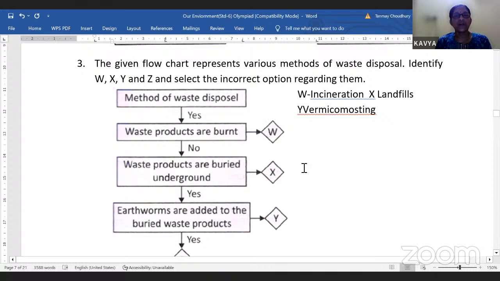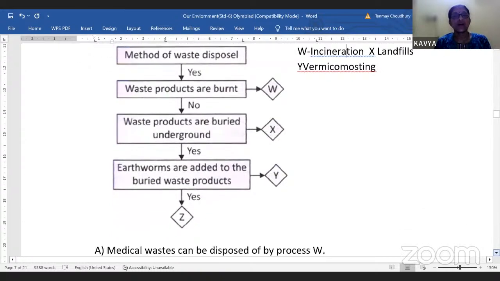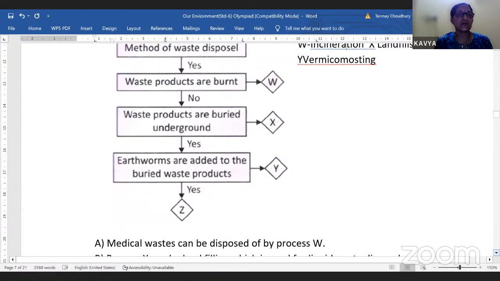Waste products are buried underground. So that is landfill. Earthworms are added to the buried waste products. Why earthworms? Earthworms are very, very good at composting, to make compost.